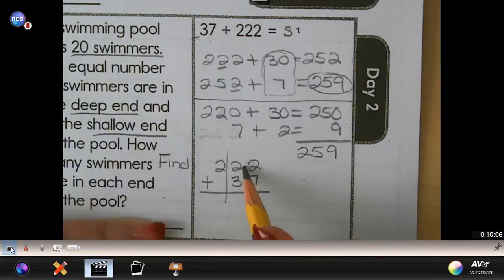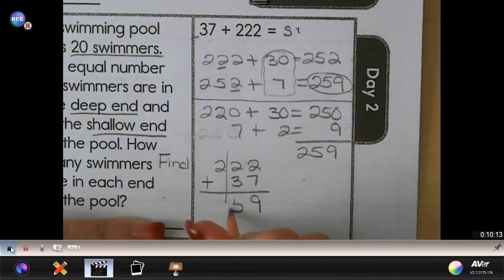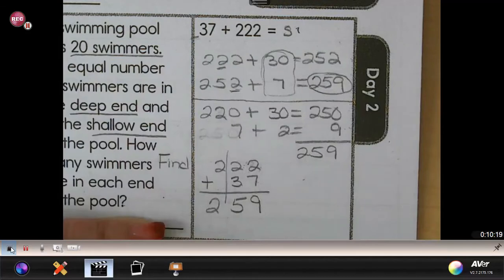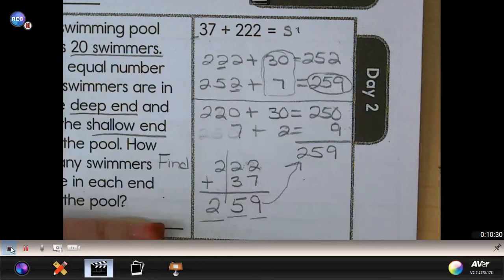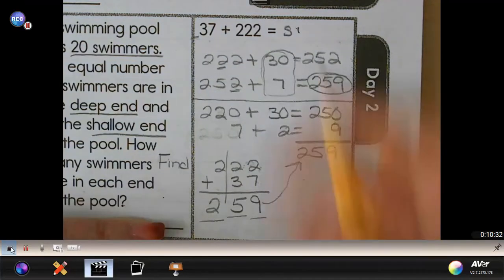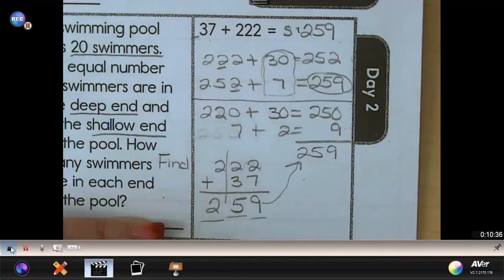30 and 20, and remember this isn't 2 plus 3, it's 20 plus 30 because we're in the tens place, is going to give me 50. And I don't have any other hundreds to add, so my answer is going to be 259. When I add it all together, I have 259. Again, still should match what we've been doing with the other strategies that we're working with. So my sum is 259.